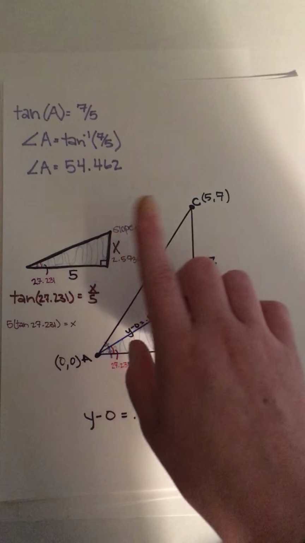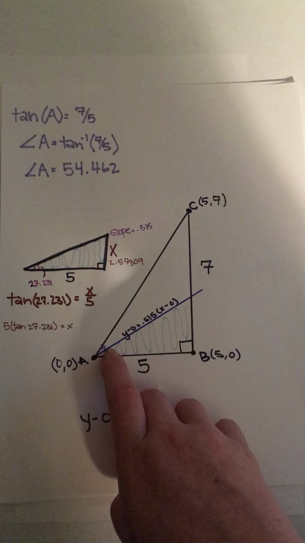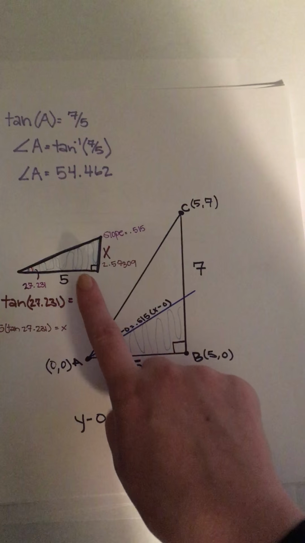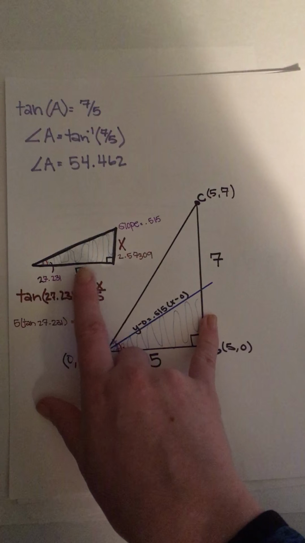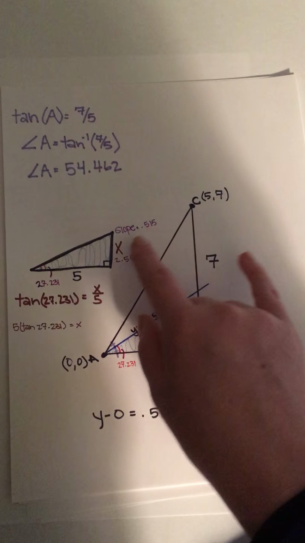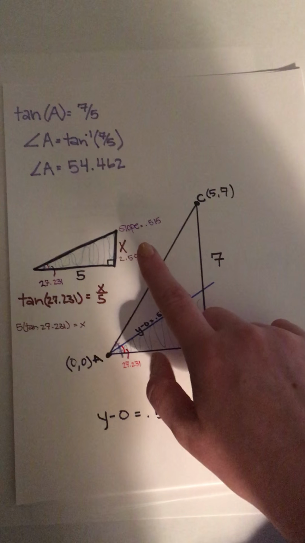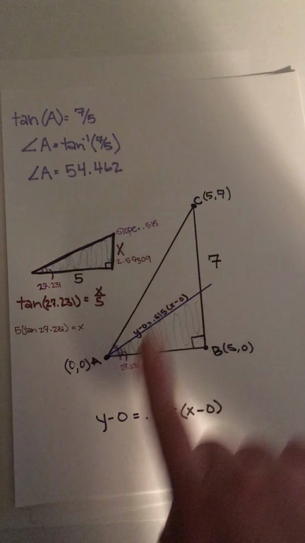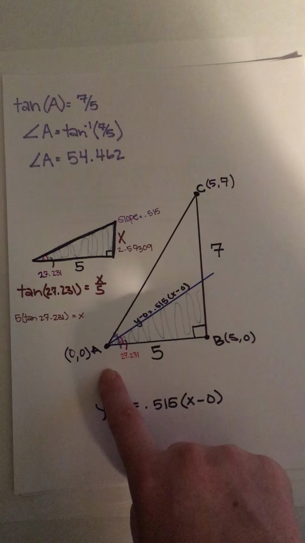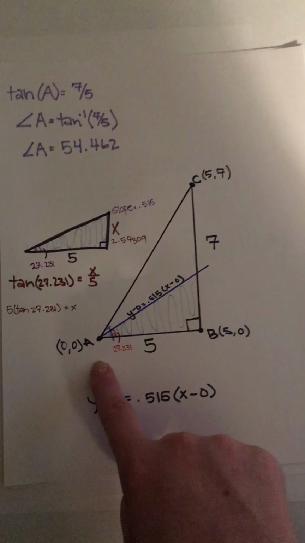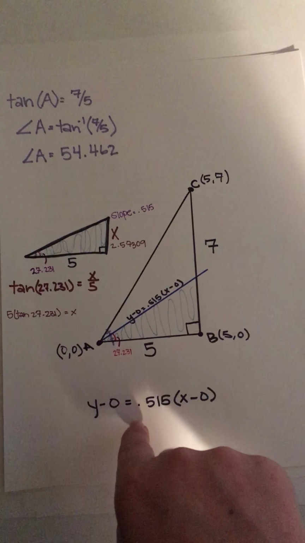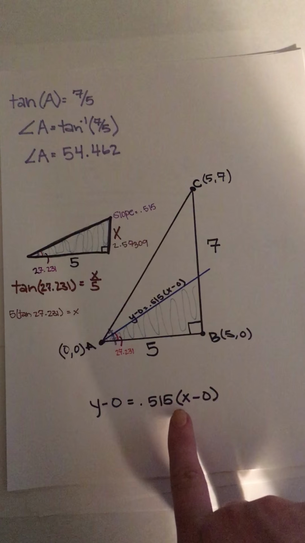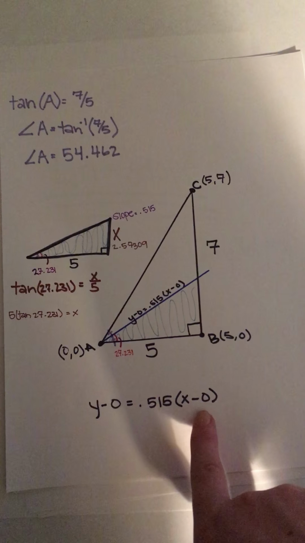Now, you have to divide that by 2 so that you can get this little angle here. And then I drew the triangle slightly bigger over here. Once you can solve for this, then you can get that the slope of this line is 0.515. So then using point A, you can write an equation for the line, which would be y minus 0 equals 0.515 times x minus 0.